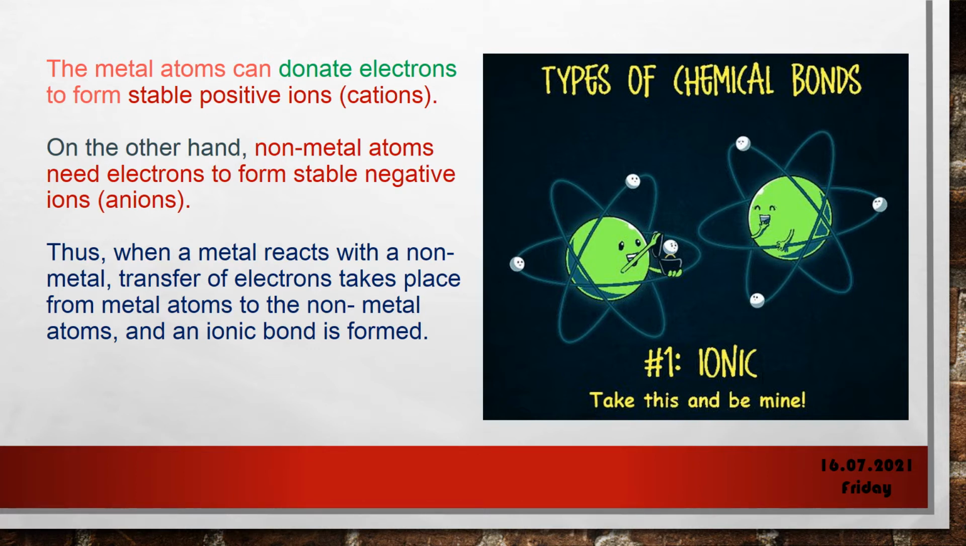So when a metal reacts with a non-metal, transfer of electrons takes place. If any metal reacts with a non-metal, electrons are transferred from the metal atoms to the non-metal atoms, and then an ionic bond is formed. The example is NaCl. Na is a metal and chlorine is a non-metal, so when Na reacts with the non-metal chlorine, electrons are transferred from metal atoms to non-metal atoms. Only then is the ionic bond formed like that.